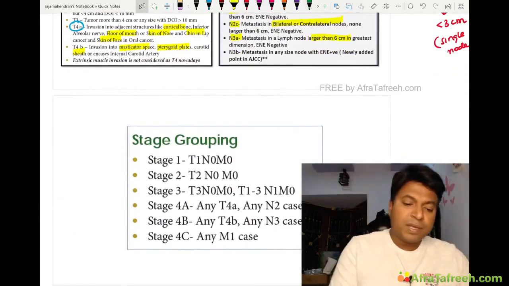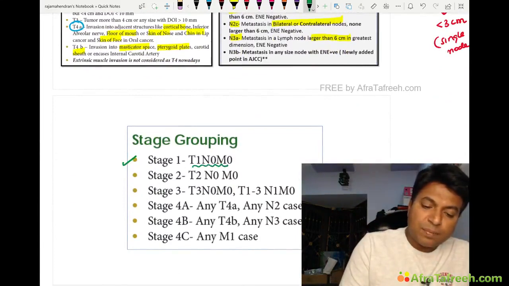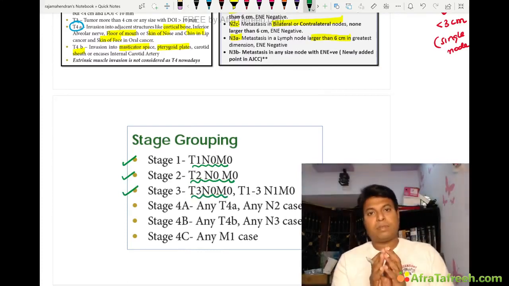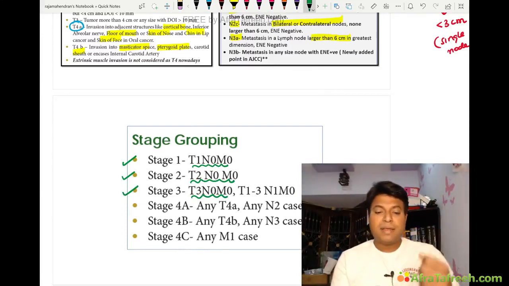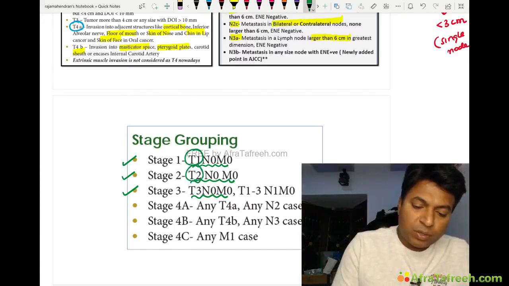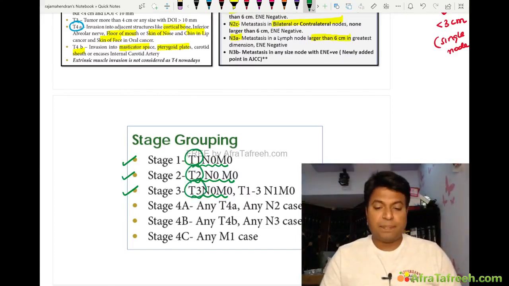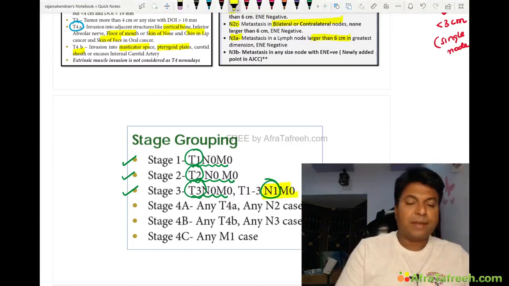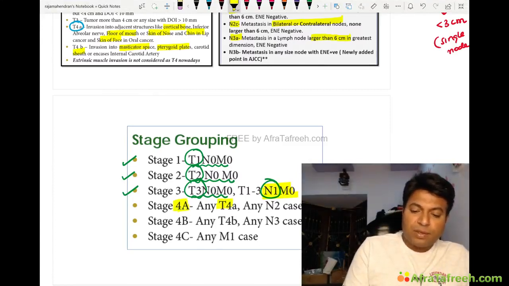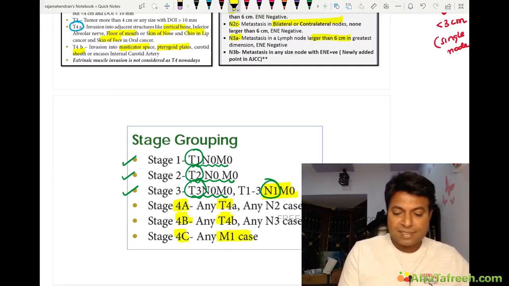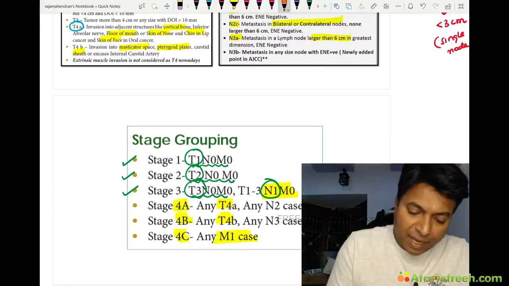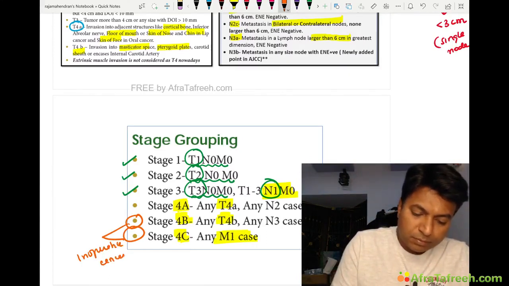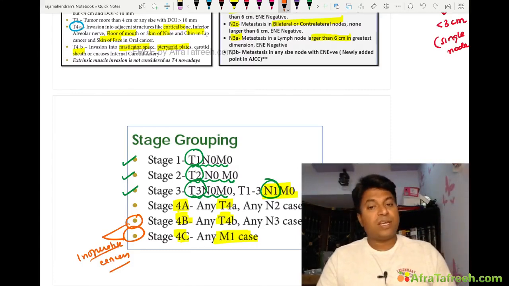Now I have to stage them. Stage 1 is T1N0M0, stage 2 is T2N0M0, stage 3 is T3N0M0. Very simple. So we have to categorize them under AJCC staging. Stage 1 is T1, stage 2 is T2, stage 3 is T3. N1 also comes under stage 3. Please remember N1 comes under stage 3. There are 4A, which is T4A, 4B, T4B, and 4C is metastasis. So stage 4B and 4C are inoperable cancers.